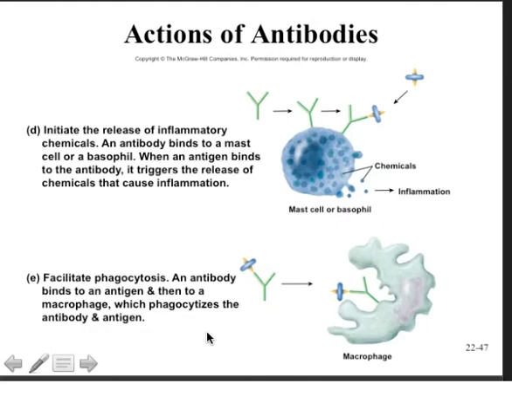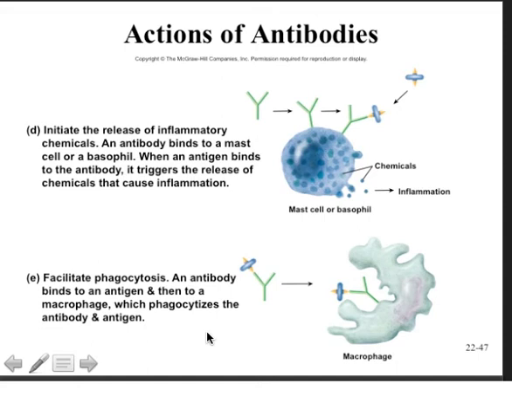What else can antibodies do to bring about the destruction of pathogen? Well, they can initiate the release of inflammatory chemicals. An antibody binds to a mast cell or a basophil, and when an antigen binds to the antibody, it triggers the release of chemicals that will cause inflammation. And they can also facilitate phagocytosis.